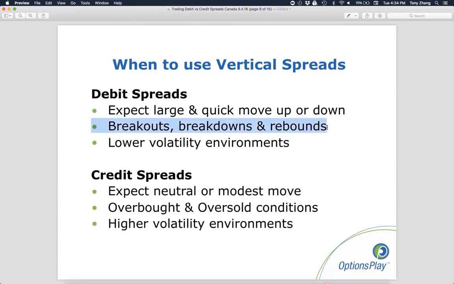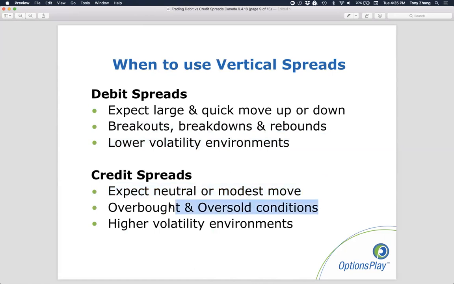Now, generally speaking, when you're trading debit spreads, they are better in lower volatility environments, but I want to make sure people understand that that's not necessarily a requirement. They're just better in lower volatility environments, but nothing says that you can't trade a debit spread in a high volatility environment. Conversely, for credit spreads, this is really when you expect a neutral or modest move. So if you expect the stock to move in one direction or another, but you don't expect that move to happen very quickly or very fast, that's when you would want to utilize a credit spread.